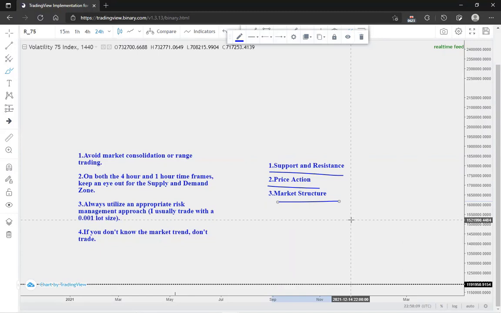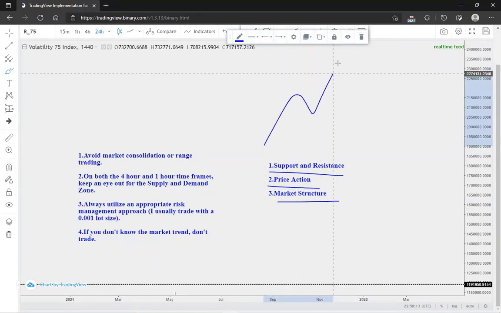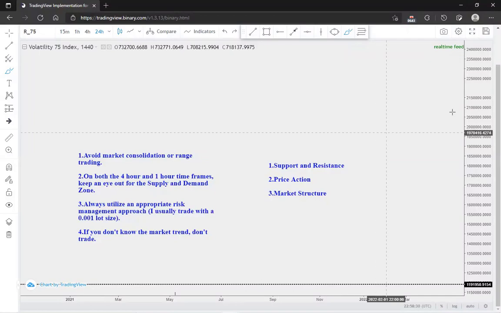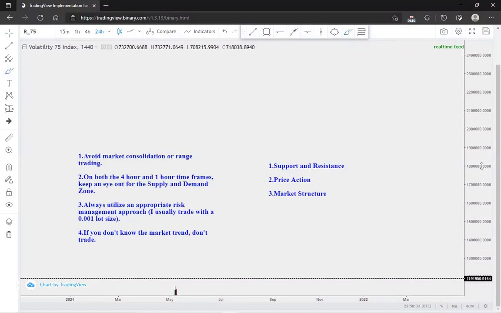So that being said, you need to identify if the market is trending. We have break of structure, all these types of things. I consider all these things before entering into a volatility market, probably specifically the volatility 75 market. So at this point, let's go into the chart and let me explain something to you.